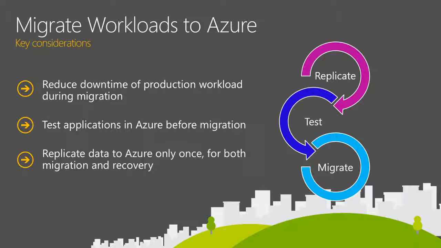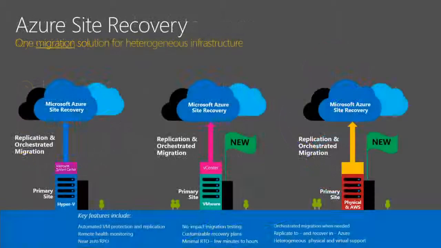And then finally, I want to make sure that I've got a solution that I can replicate data once and make the decision about whether I want to do a one-way migration or maybe I want to use Azure as my DR and replicate and migrate back at a later point. Having a tool that gives me flexibility to choose is very valuable. And that's, again, where Azure Site Recovery starts to really deliver. Because even though the name is Site Recovery, it's one migration solution for a heterogeneous infrastructure. So I can migrate even Hyper-V workloads up to Azure. I can migrate VMware workloads up to Azure.